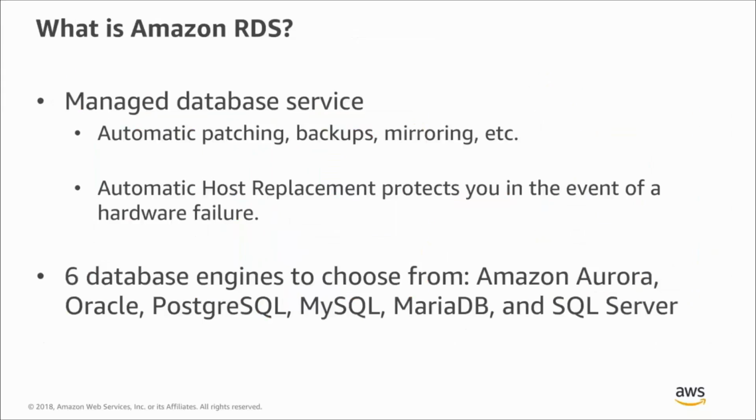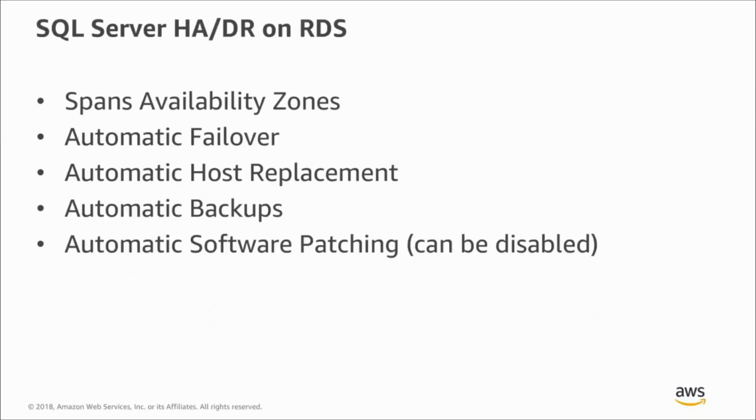Now, there's another option when it comes to running SQL Server, and that's Amazon RDS. This is a managed database service, kind of similar to the AWS Directory Service for Active Directory, and it has automatic patching, backups, and mirroring. We'll have automatic host replacement, so we'll protect you in the event of a hardware failure. And you're not just limited to SQL Server. You can run Amazon Aurora, which is our open source database, Oracle, Postgres, MySQL, MariaDB.